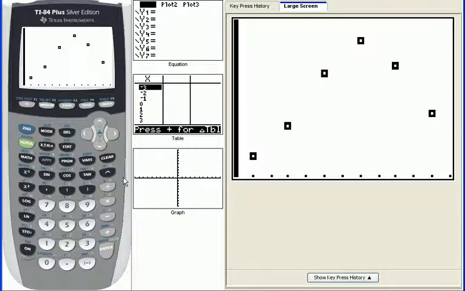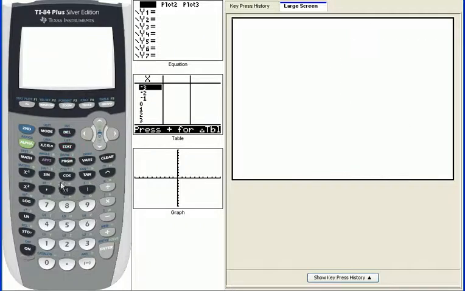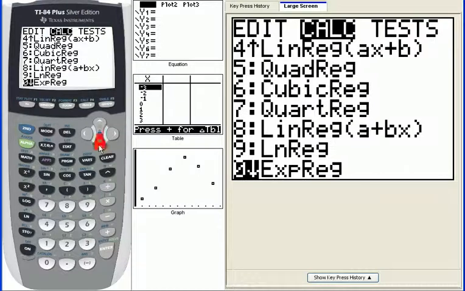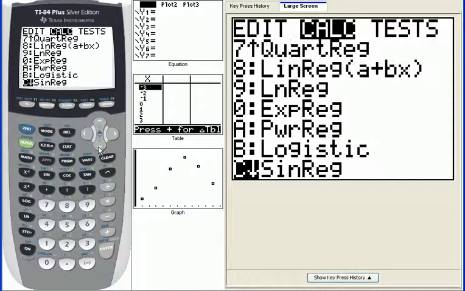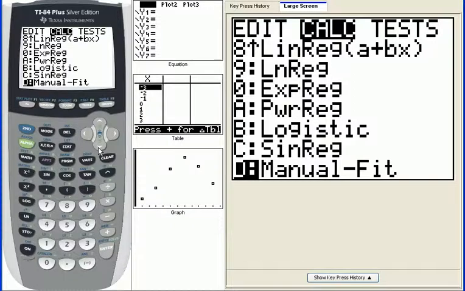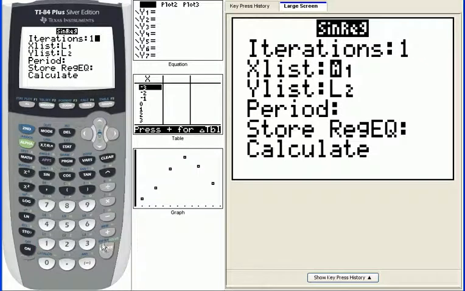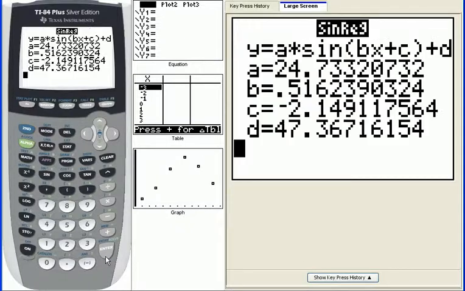So what we're going to do is look at our stat button. We're going to go to calculate, and we're going to find an equation for this. And what we're going to look for is either a cosine or a sine regression. I'm pretty sure it only gives us one of them. Yes, the sine reg. So you're going to have to hit C for regression of a sine. Iterations, just type in 1. And go to X list, Y list, period, don't worry about, store, don't worry about, calculate. See if this will do it.